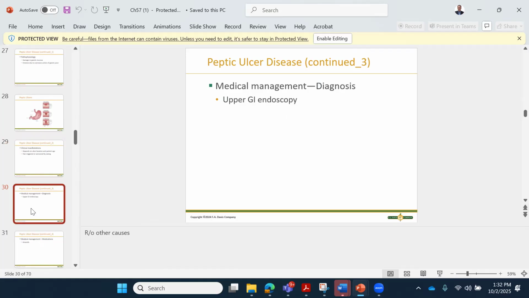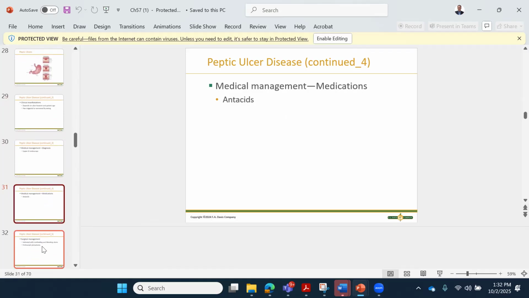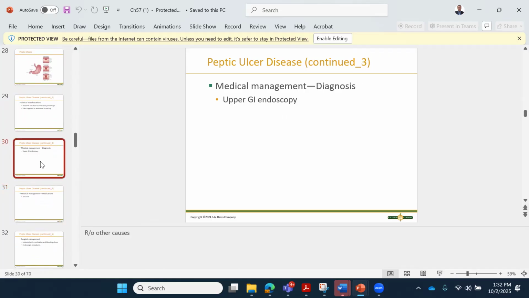The medical management and diagnosis is done through an upper endoscopy. And again, I need everyone to think about what these procedures are. Some procedures are diagnostic, and some procedures are therapeutic. As it relates to an upper endoscopy, it can be both diagnostic and therapeutic.